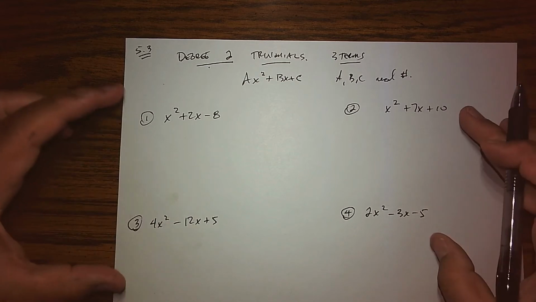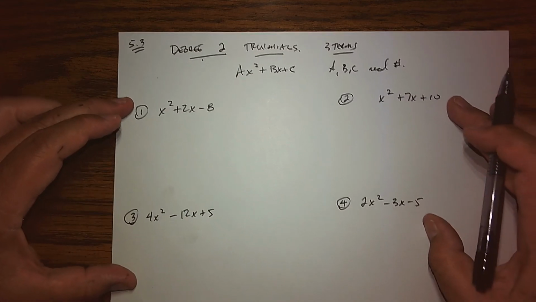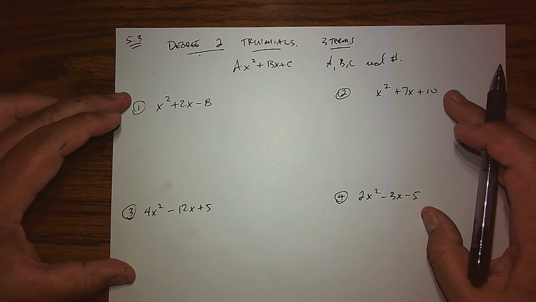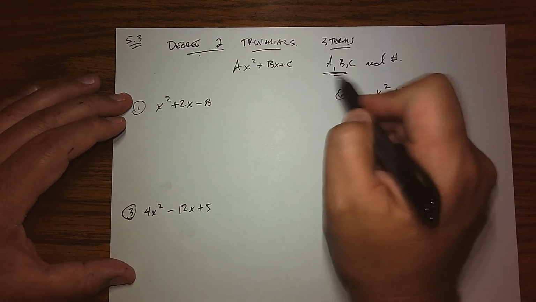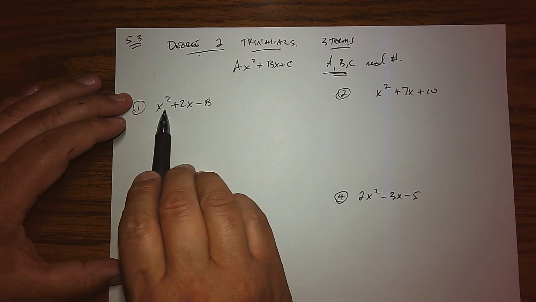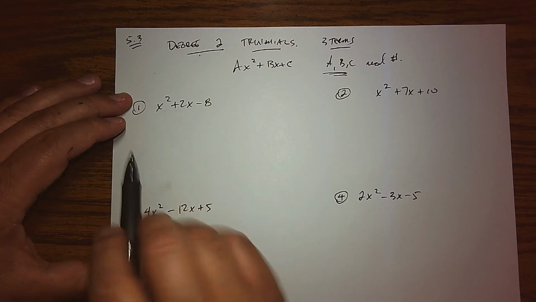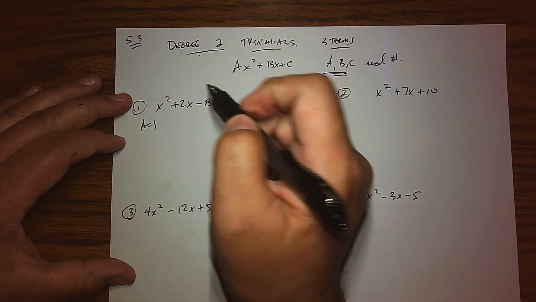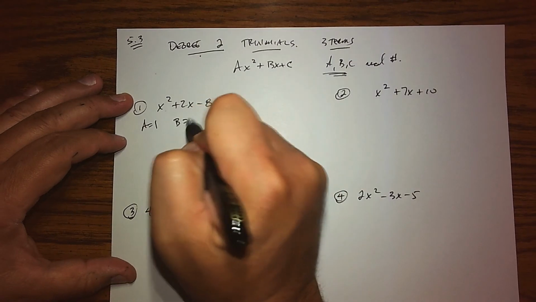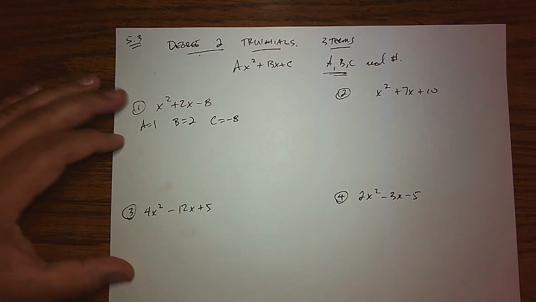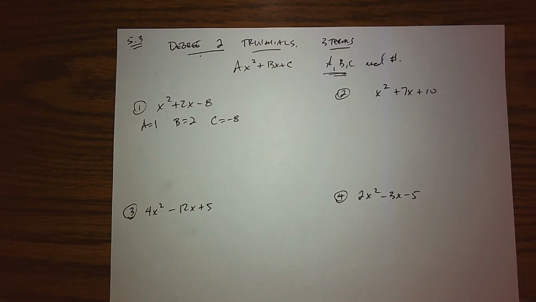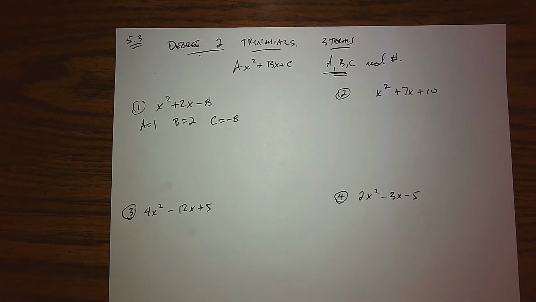And so what you're looking at is I have 4 examples of degree 2 trinomials that we're going to factor here pretty quick. But I just want to go through and identify the fact that it is degree 2. It is a trinomial. And in this case, a is equal to 1, b is equal to 2, and our c is technically negative 8. So there would be my a and my b and my c for that degree 2 trinomial.